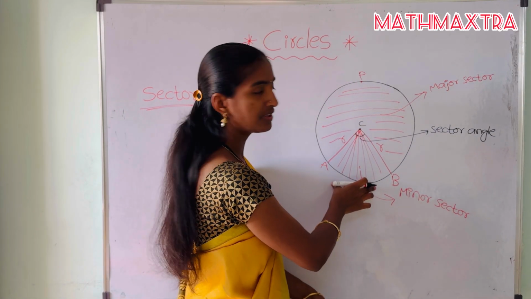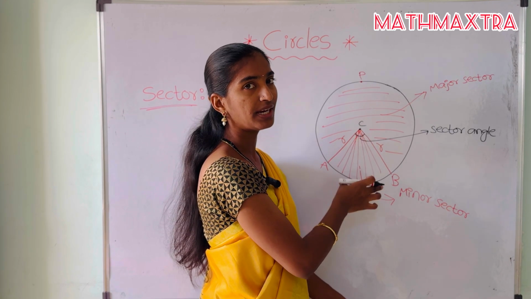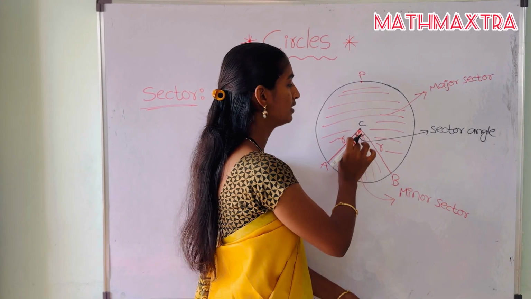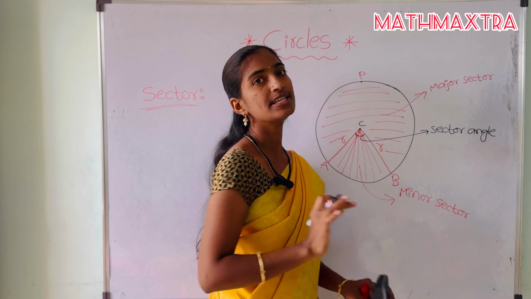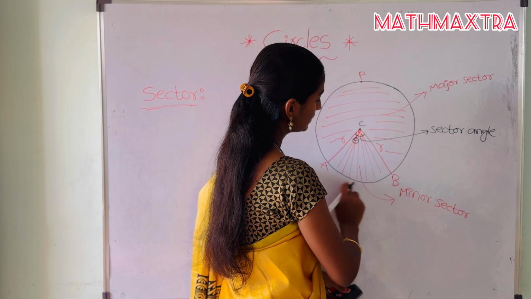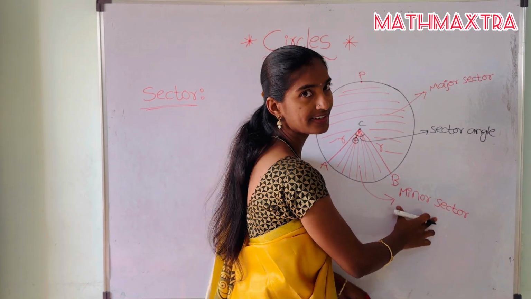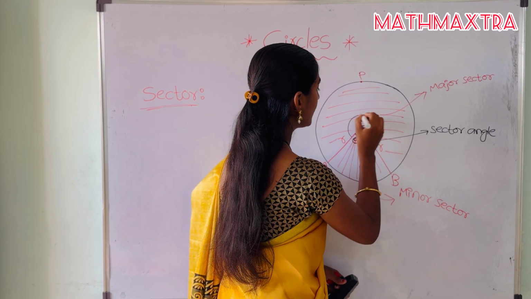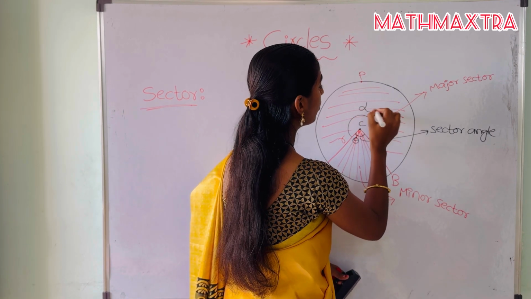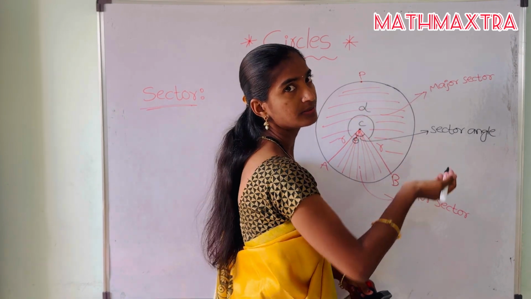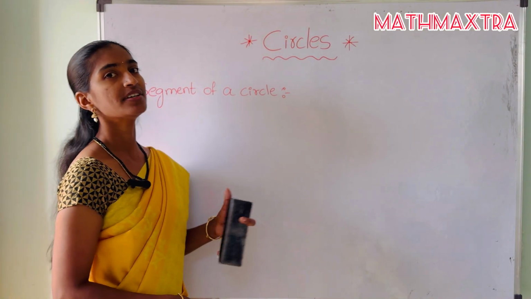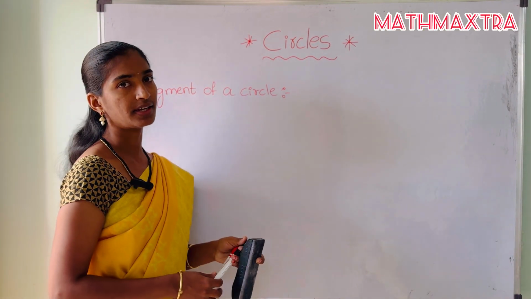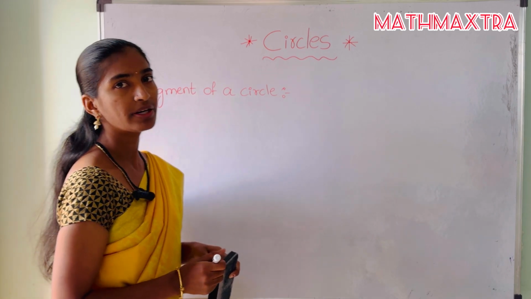So the arc of a sector subtends an angle at the center. So this angle we call a sector angle. Okay. Sector angle of a minor sector. And this angle is the sector angle of a major sector. Okay. So our next definition is segment of a circle. So what is a segment of a circle?